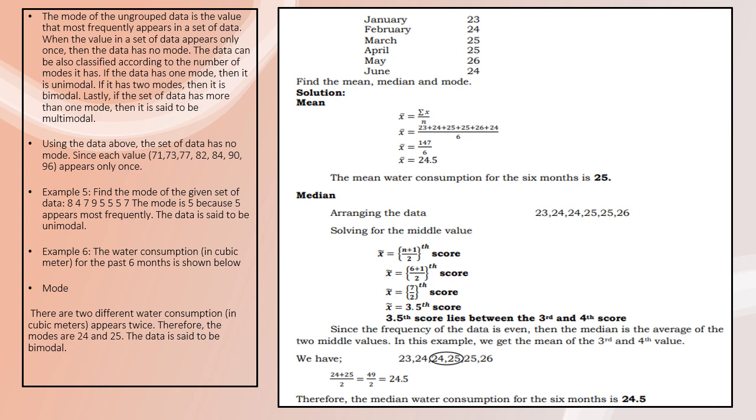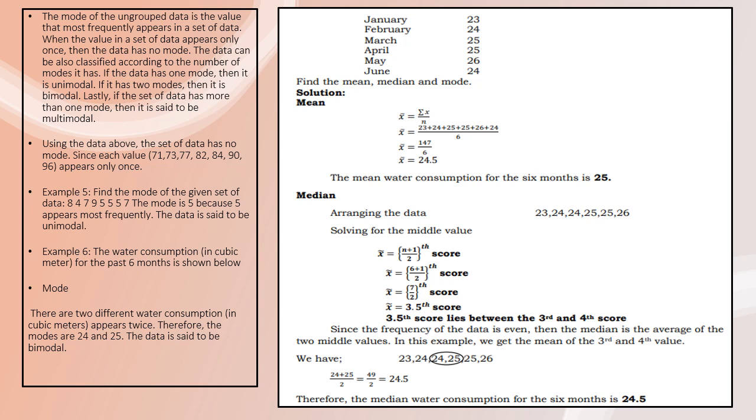The mode of ungrouped data is the value that most frequently appears in a set of data. When every value in a set of data appears only once, then the data has no mode. The data can also be classified according to the number of modes it has. If the data has one mode, then it is unimodal. If it has two modes, then it is bimodal. Lastly, if the set of data has more than two modes, then it is said to be multimodal. Using the set of data, it has no mode since each value appears only once.